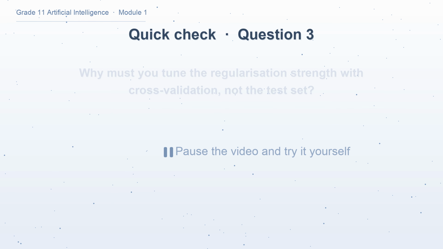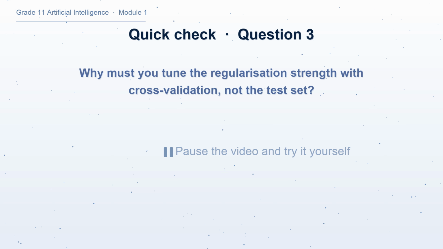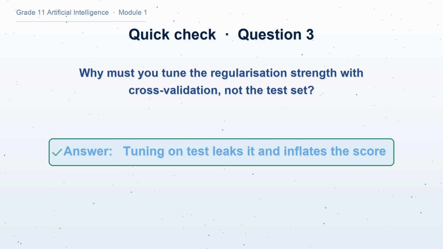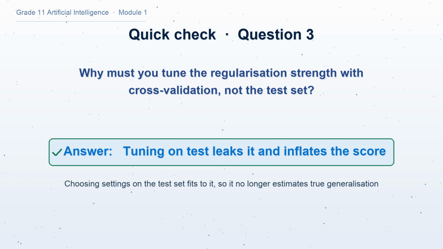Last question, and it ties the module together. Why must we tune the regularization strength using cross-validation and not the test set? Because if we choose our settings by looking at the test set, we are quietly fitting to it. The test score then looks better than the truth and no longer estimates real generalization. Cross-validation lets us tune fairly, keeping the test set as an honest final judge.